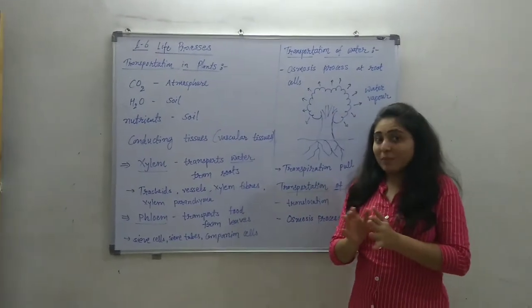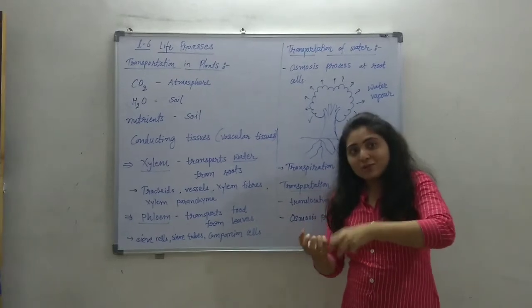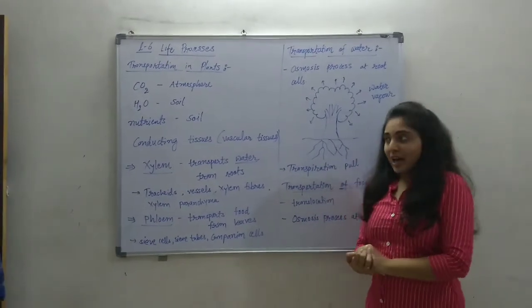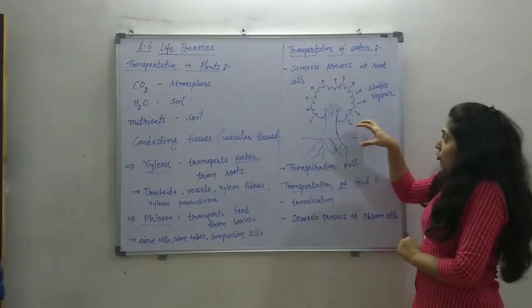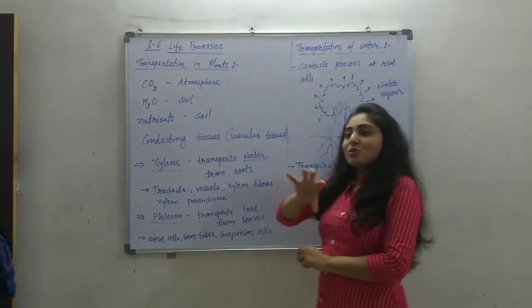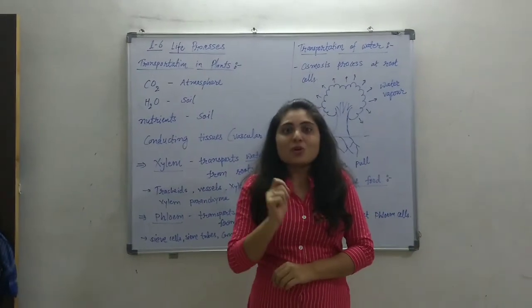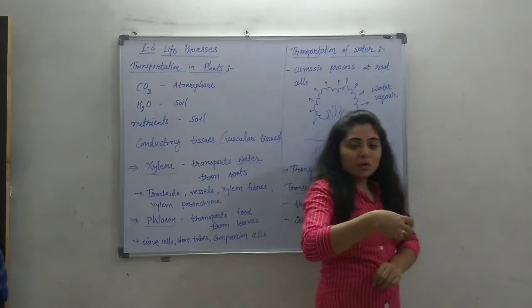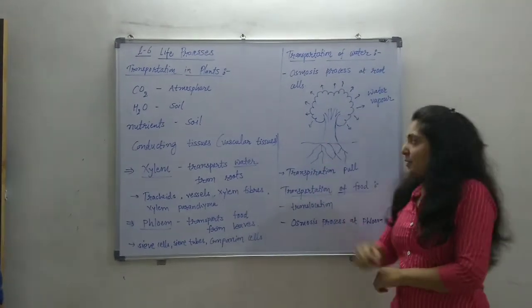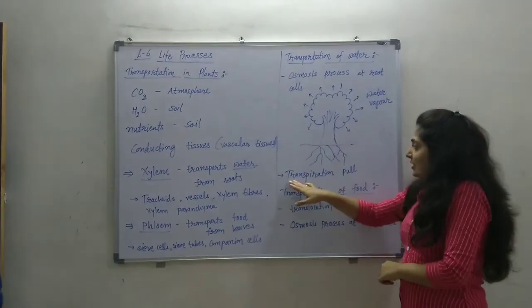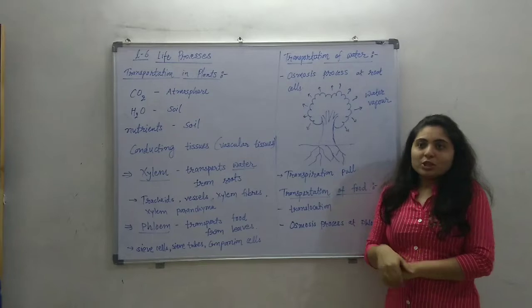So the osmotic pressure from the root is not enough to take water to the high leaf. So plants are using another strategy for this, to take the water from roots to a certain height. This strategy is nothing but the transpiration pull.